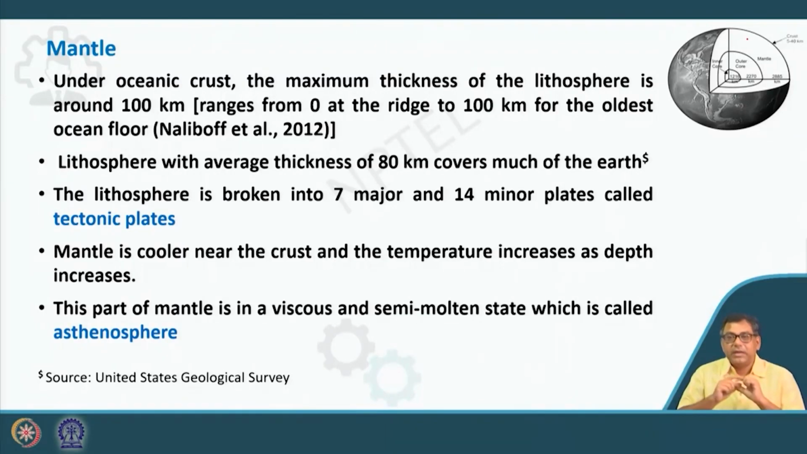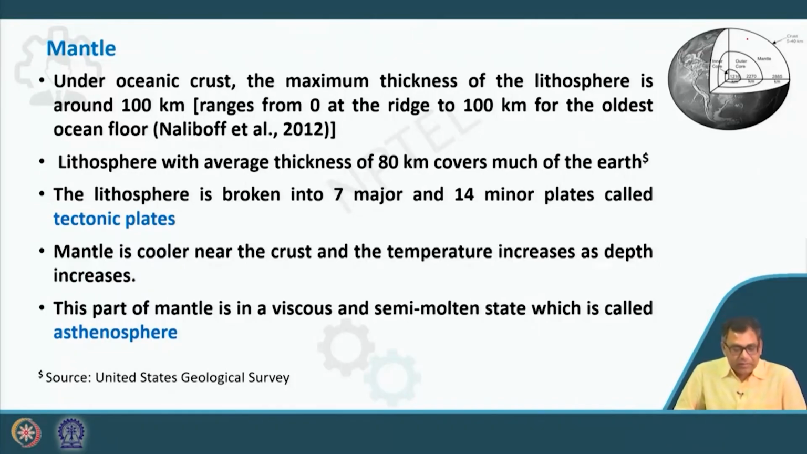So now if I take one value, because I have given different values: under ocean a different range, under continental crust a different range. Now if I want to take one particular value, the average thickness of lithosphere that is covering most of the earth, that value is around 80 kilometers. Okay, so that is the average thickness, it covers much of the earth.